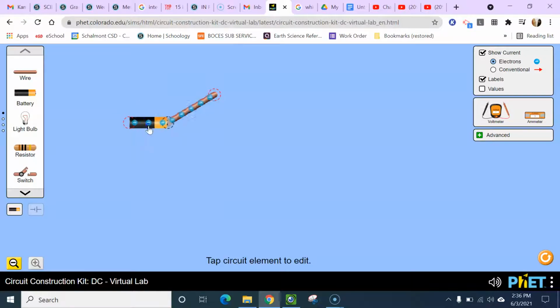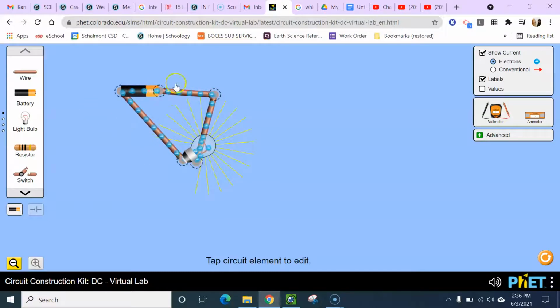You need to have a battery or some other source of electrons or electricity. You need to have conductors, so usually we use wires for that. And we need to have a load. A load is anything that's using the electrons, and in this lab that would be our light bulb. But it could be a bell, could be a blender, could be any number of things.